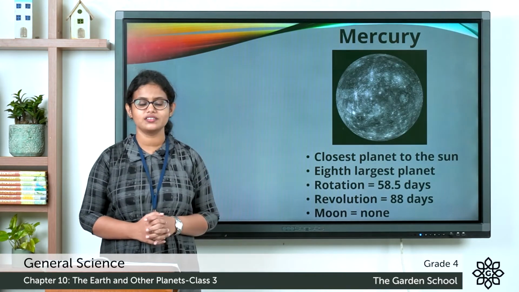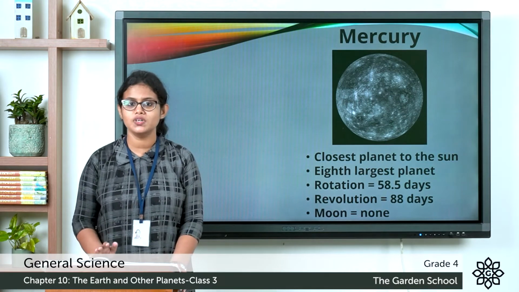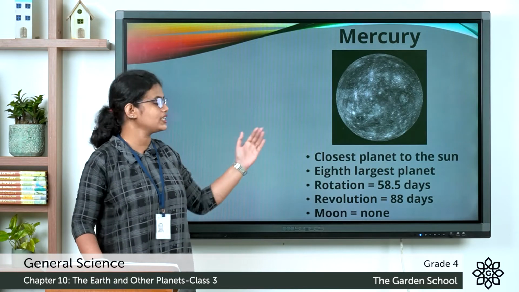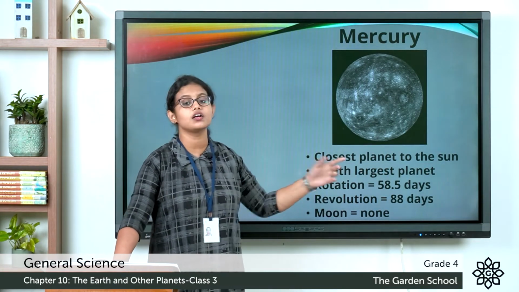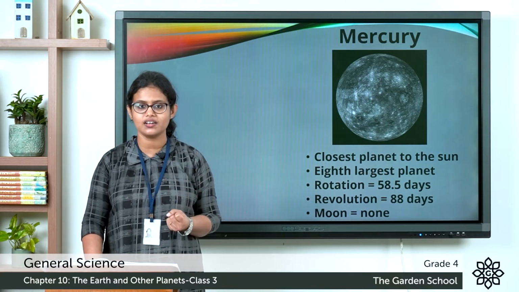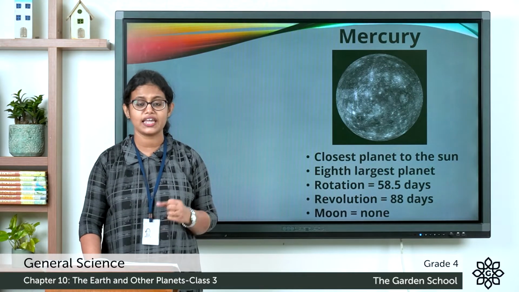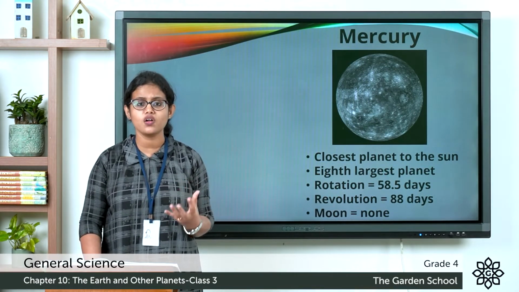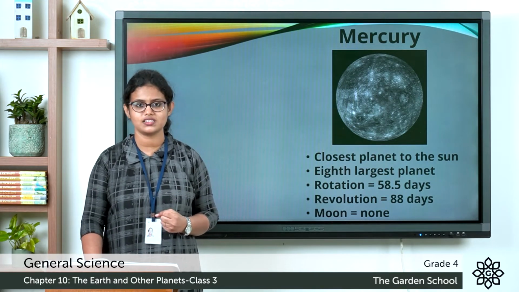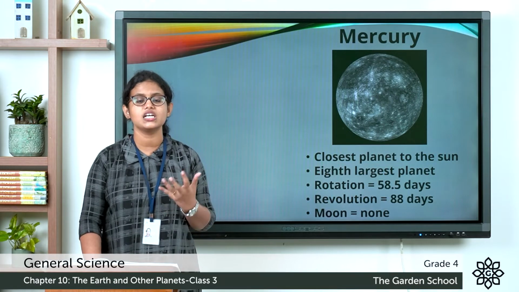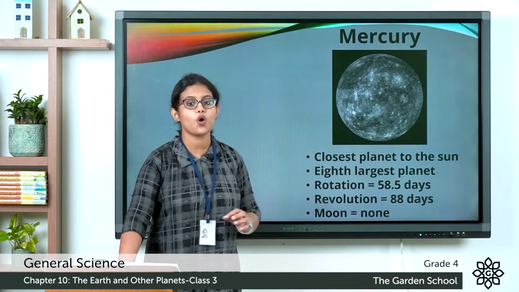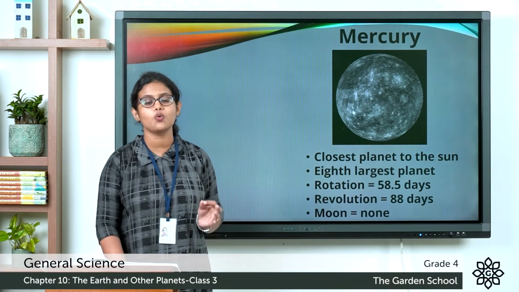The first one is Mercury. Mercury is the smallest and the closest planet to the sun. So it is the 8th largest planet. And as this planet is closer to the sun, it is very hot. Mercury revolves around the sun faster than other planets. It is smaller than Earth. Then it takes 58.5 days to complete one rotation.